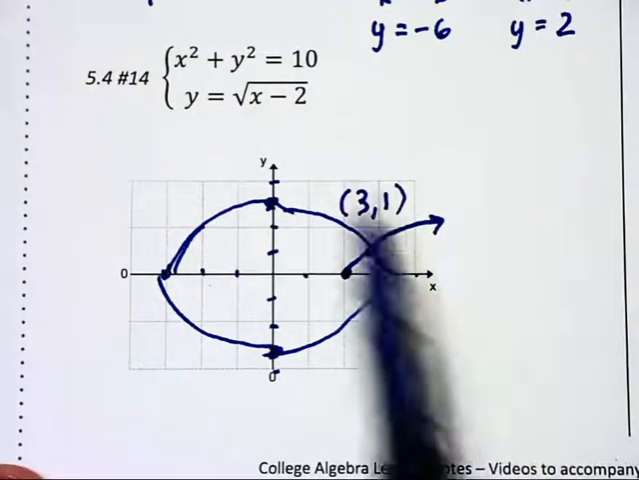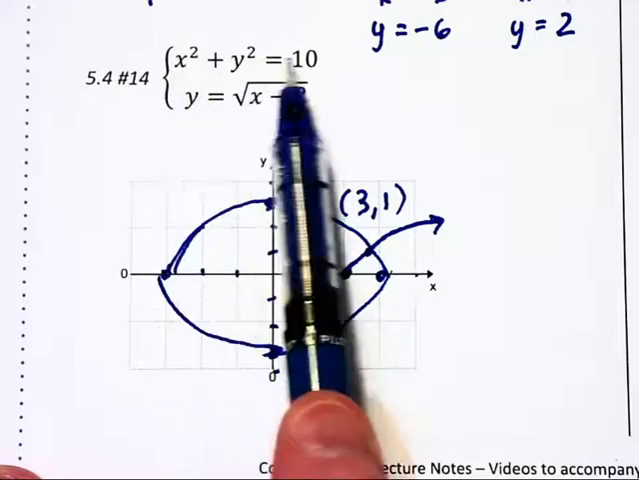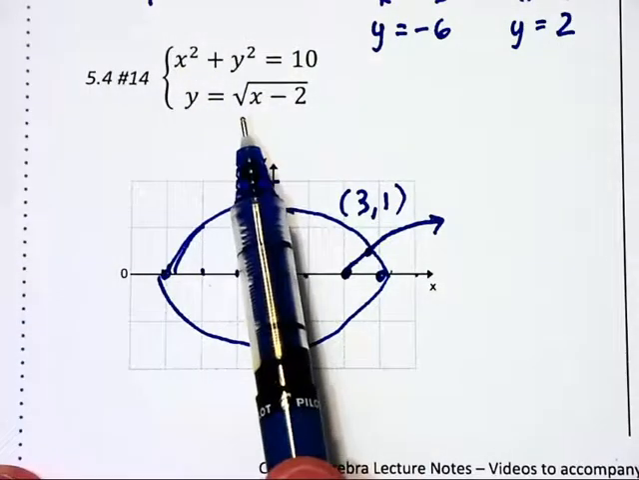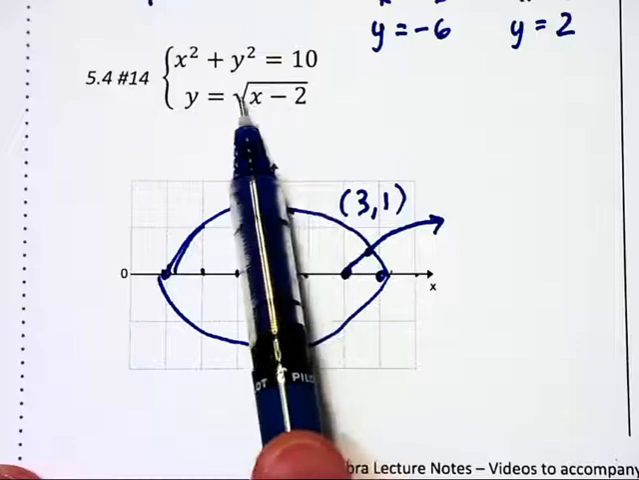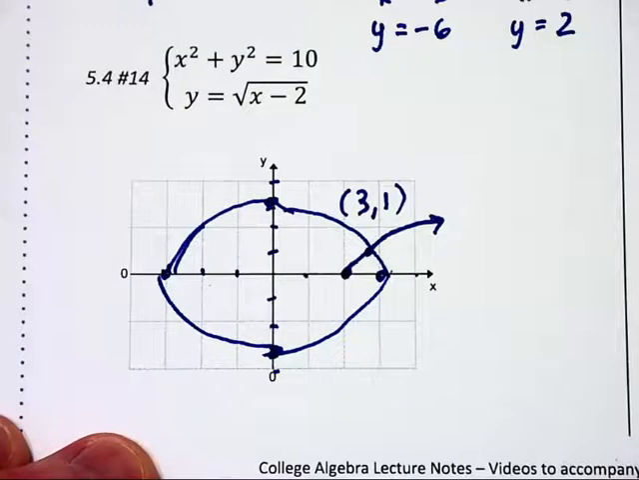Let's check 3, 1 in our two equations. 3 squared plus 1 squared, that's 9 plus 1 equals 10, it works there. 3 minus 2 is 1, square root it, you get 1. Okay, so that is our point, our solution set. Now let's find this another way.